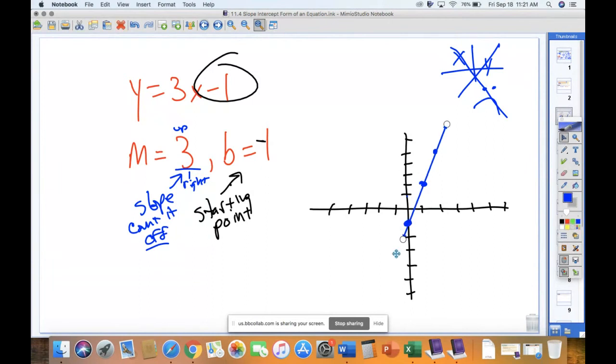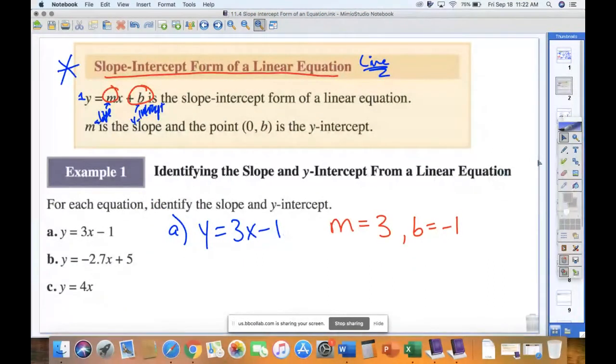Okay, the idea is if I can recognize a starting spot and I know how to use the slope, this should make graphing very quick and easy. That's got to be easier than this XY table, right? So the idea is you're going to use the intercept as your starting point, and then you're going to use your slope to count it off. All right. So let's go back to question B.